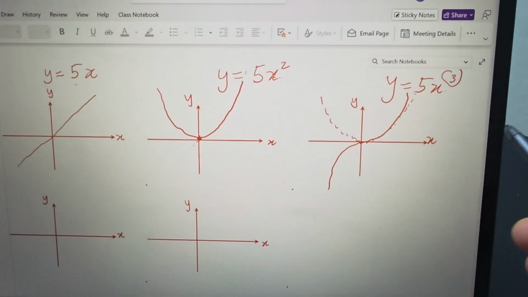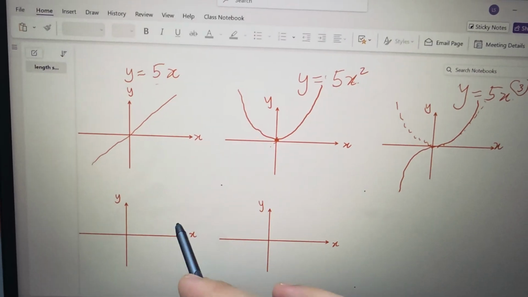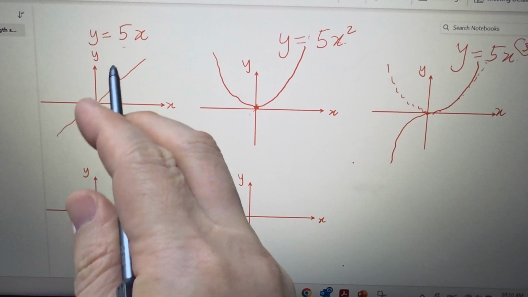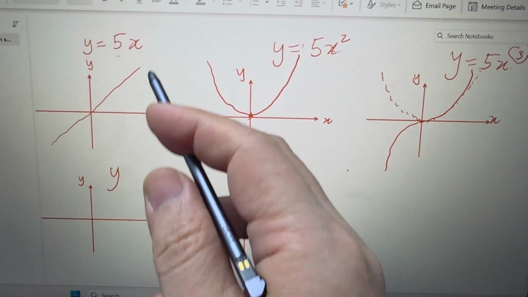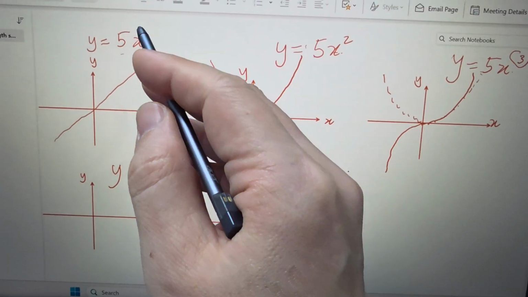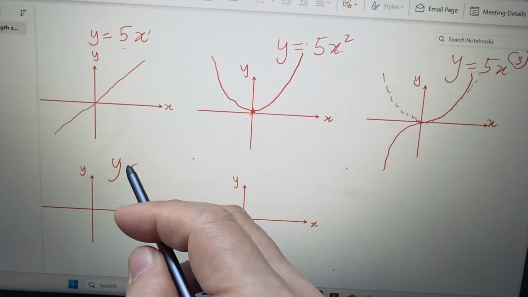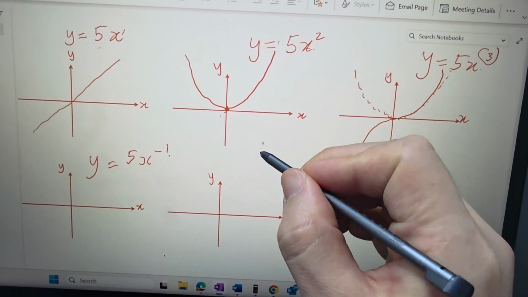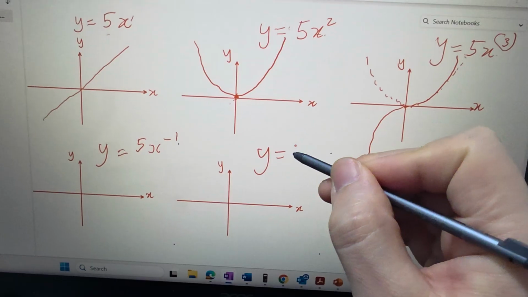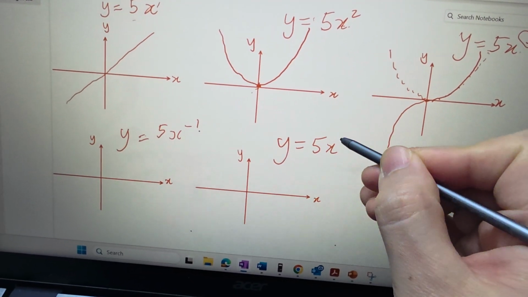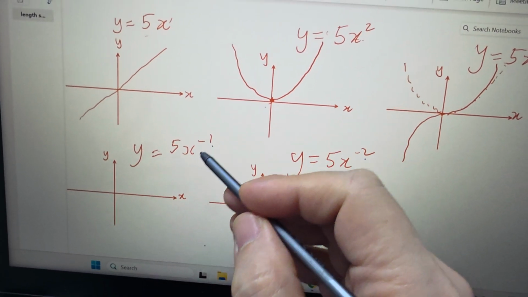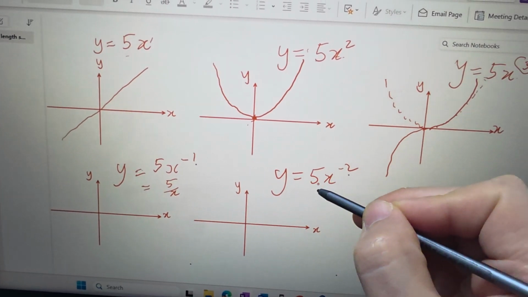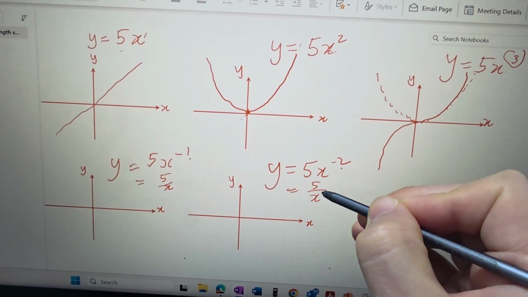Now I'm going to go back, and I want you to remember it this way. This is power 1, 2, 3. Then at the bottom of power 1 will be minus 1. At the bottom of power 2, it will be minus 2. Another way to write this will be y equals 5 over x, as you learned in indices. This will be 5 over x squared.